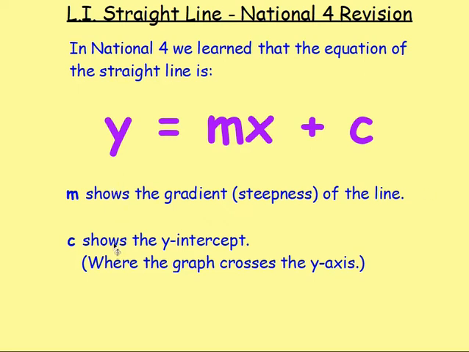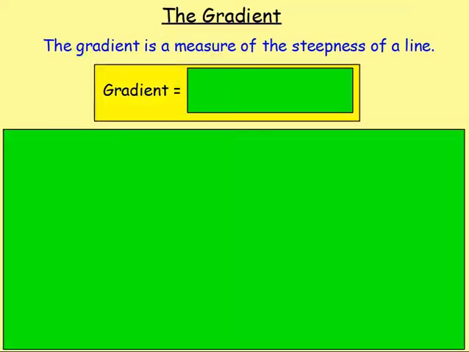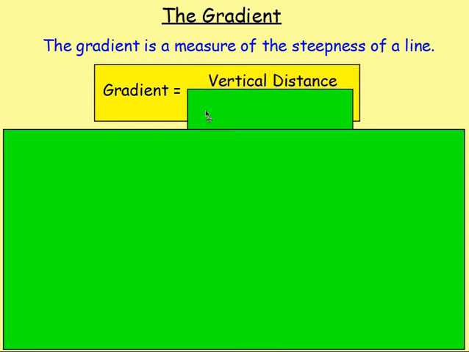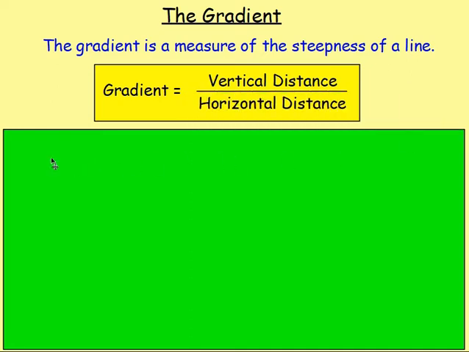I will go through each part, the gradient and the y-intercept, and explain each of them in a little more detail. So, the gradient, as Daniel said, is a measure of the steepness of a line. And in National 4, we learned that the way to measure the gradient is by taking the vertical distance and dividing that by the horizontal distance.